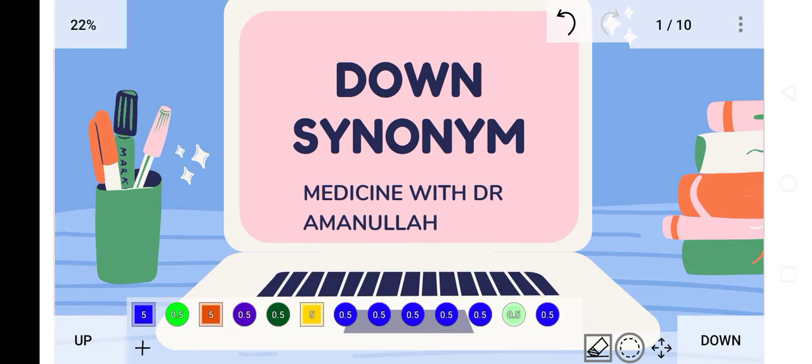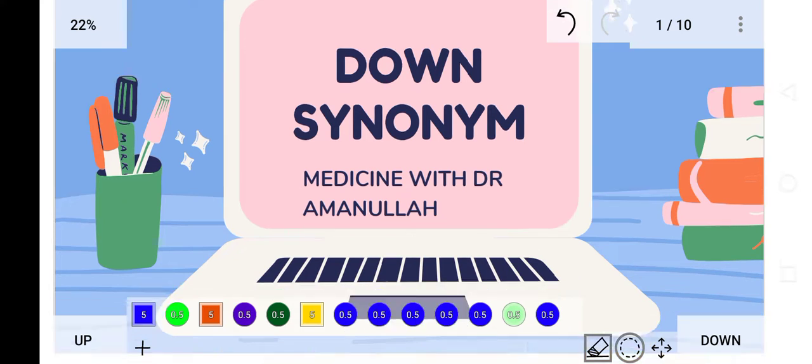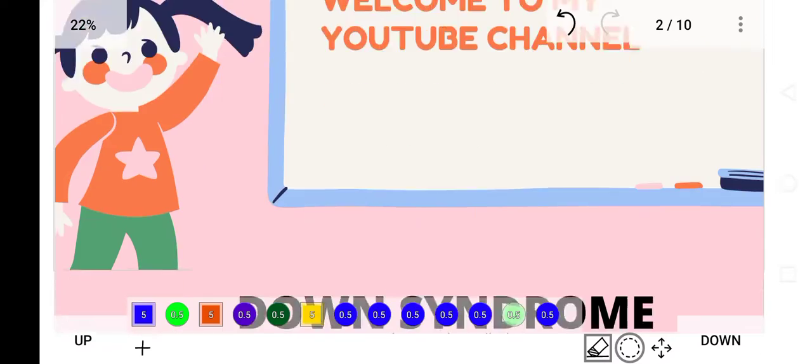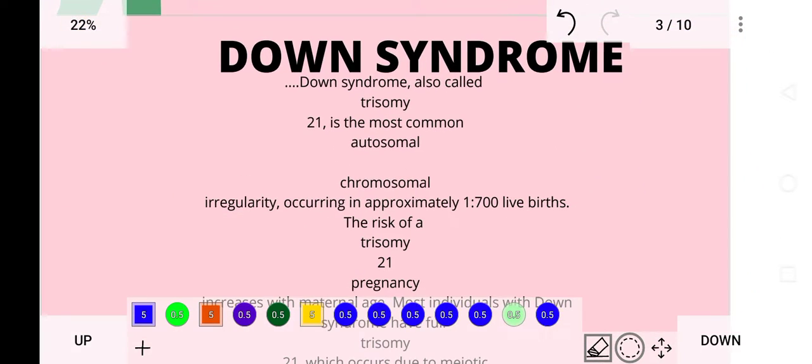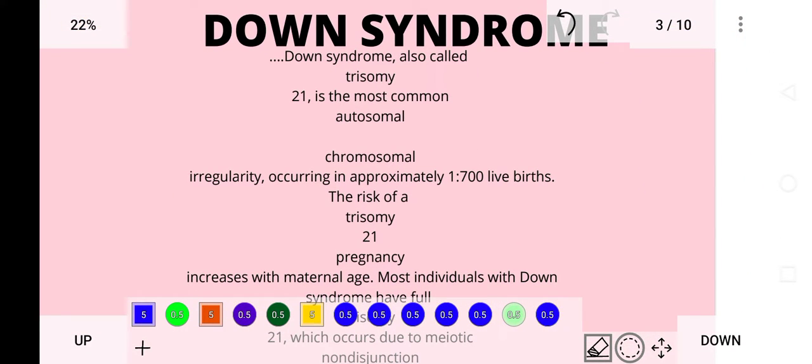Today we shall discuss a genetic disease, Down syndrome. Down syndrome is a genetic disease. It occurs because of trisomy. Down syndrome is a genetic disease that occurs due to trisomy of the 21st chromosome, and it is the most common autosomal disease. The most common autosomal disease which occurs in patients is known as Down syndrome.